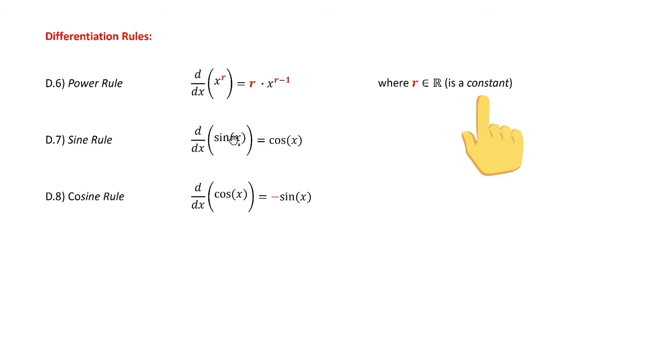Sine of x. It's not sine of x plus 5. It's sine of x. The derivative of sine of x is cosine. And again, the derivative of cosine is minus sine. So these are the only ones we're going to concentrate on now. These are the building blocks. We'll add to this later.